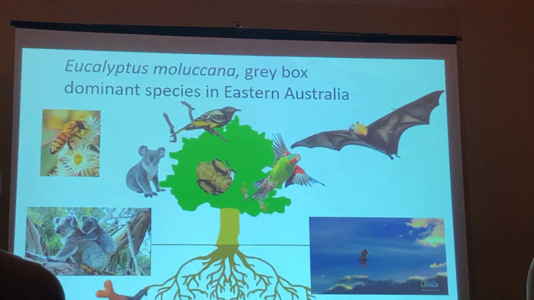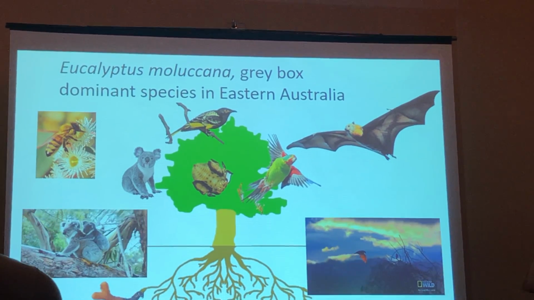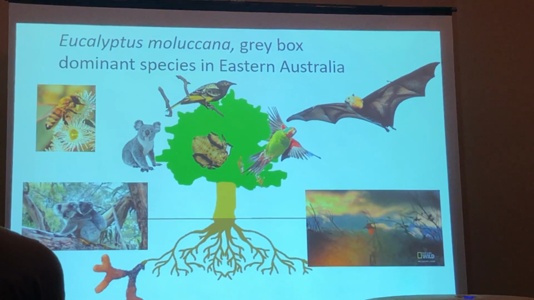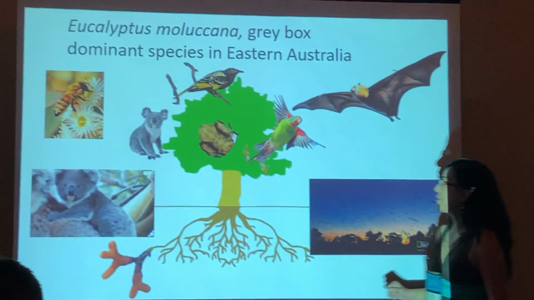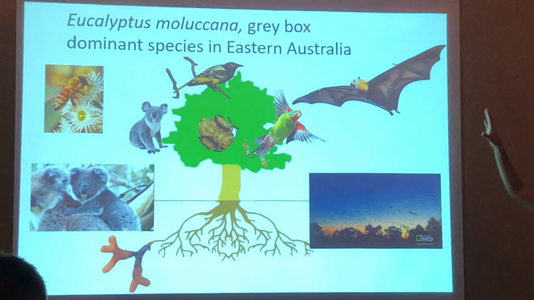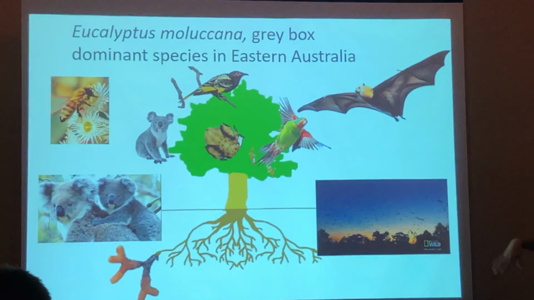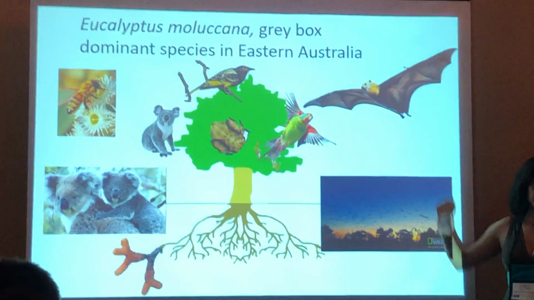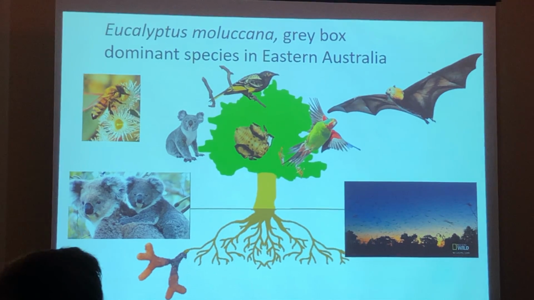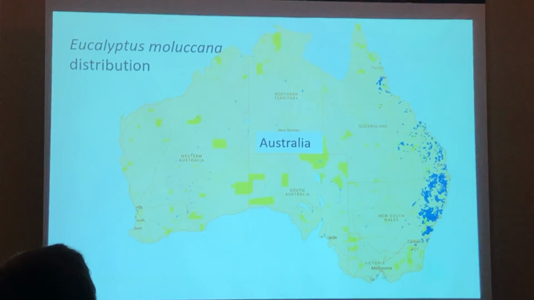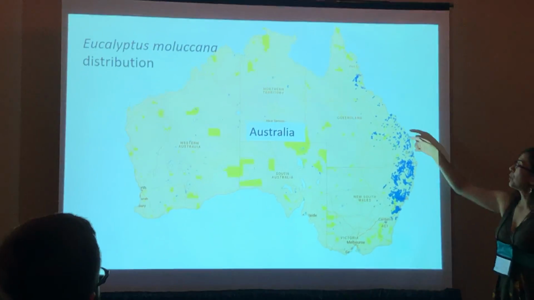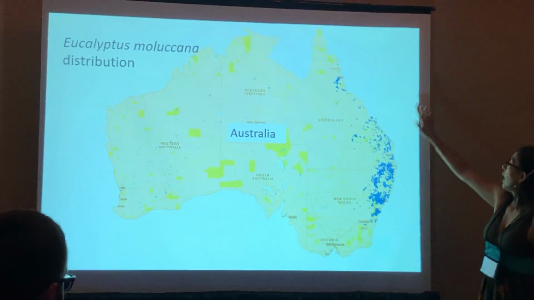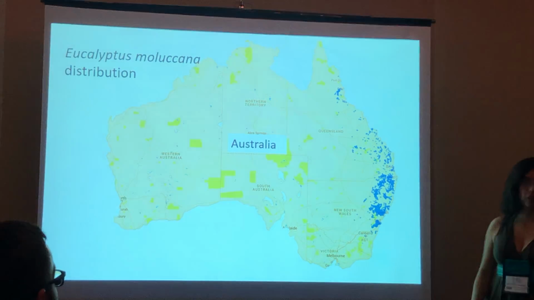Eucalyptus molucana is a dominant species in Eastern Australia. You can see the flowers up there being pollinated by bees, and it supports a lot of species above ground and below ground, and some of the very iconic species in Australia as well. This is the distribution of Eucalyptus molucana here in the blue dots. It's all along the eastern coast of Australia.